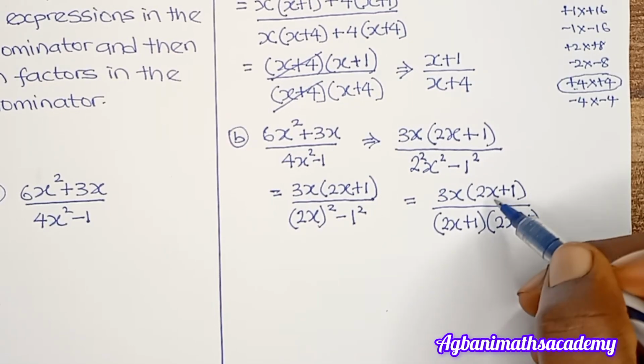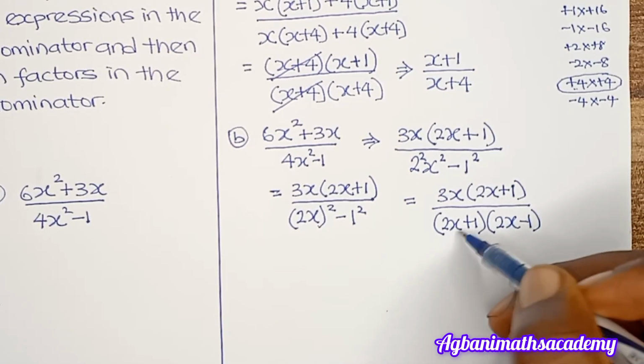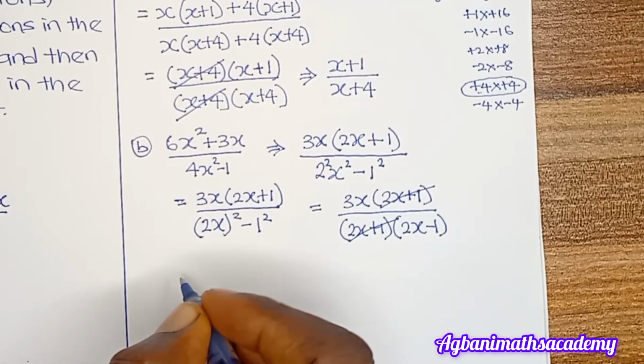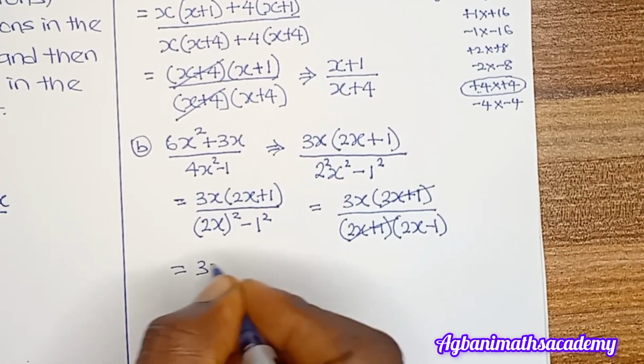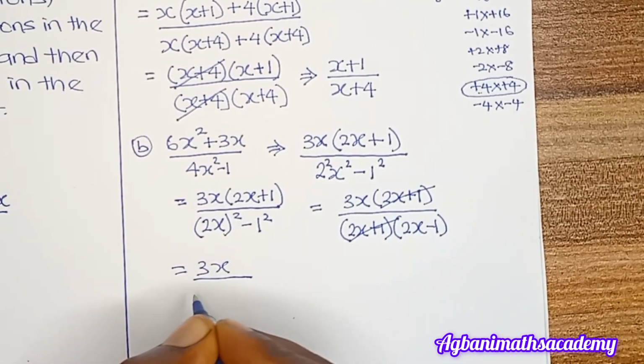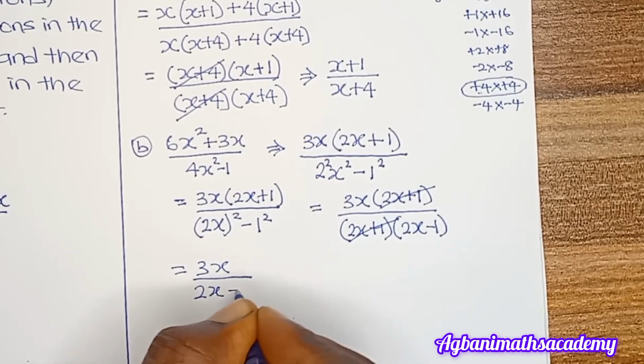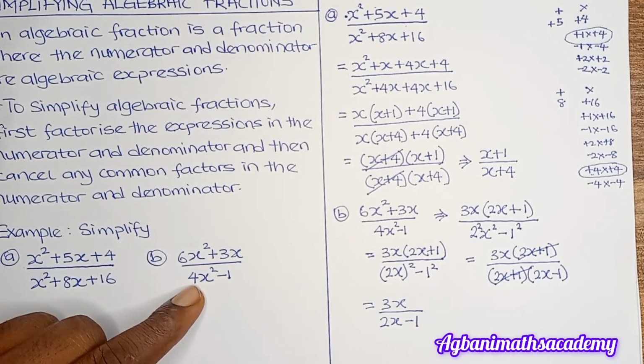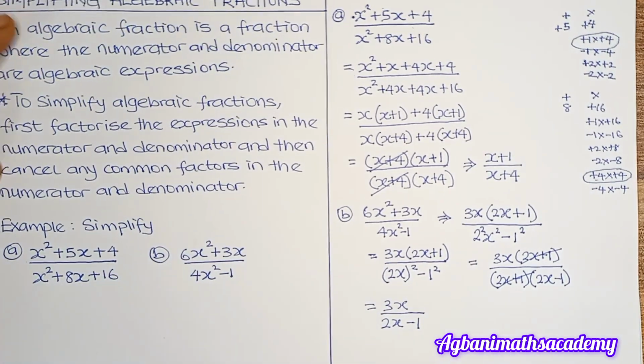So now we can cancel out. We have 2x plus 1, we have 2x plus 1. So they can cancel each other out. So at the end of the day, we're going to have 3x all over 2x minus 1. That becomes the final answer. So we have been able to simplify this algebraic fraction to become this.